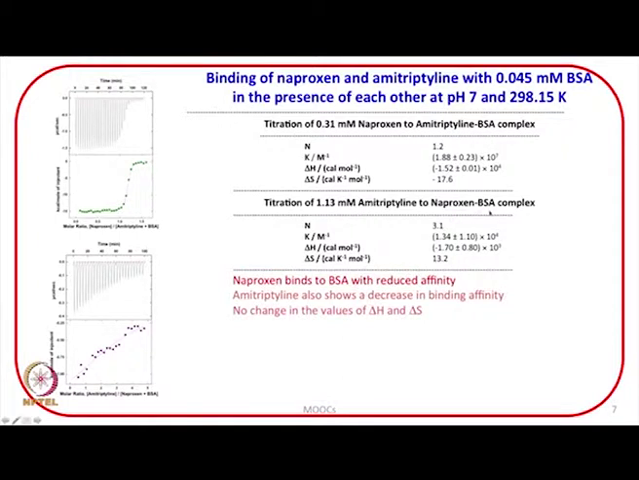Whereas for amitriptyline, when it was titrated to the naproxen BSA complex, it remained of the order of 10 raised to the power 4. One thing is there, that if a site is occupied by a ligand which is weakly bound and another ligand comes which has a strong affinity at the same binding site, that will displace this molecule.